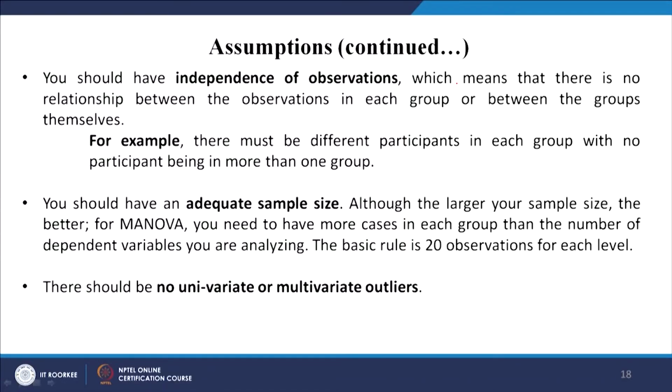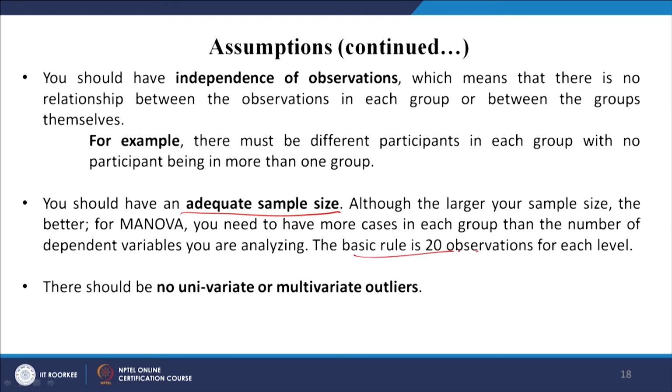You should have independence of observations, which means that there is no relationship between the observations in each group or between the groups themselves. That means, they are all individually different. There must be different participants in each group with no participant being in more than one group, right. And you should have an adequate sample size. The larger your sample size, the better. You need to have more cases in each group than the number of dependent variables you are analyzing.